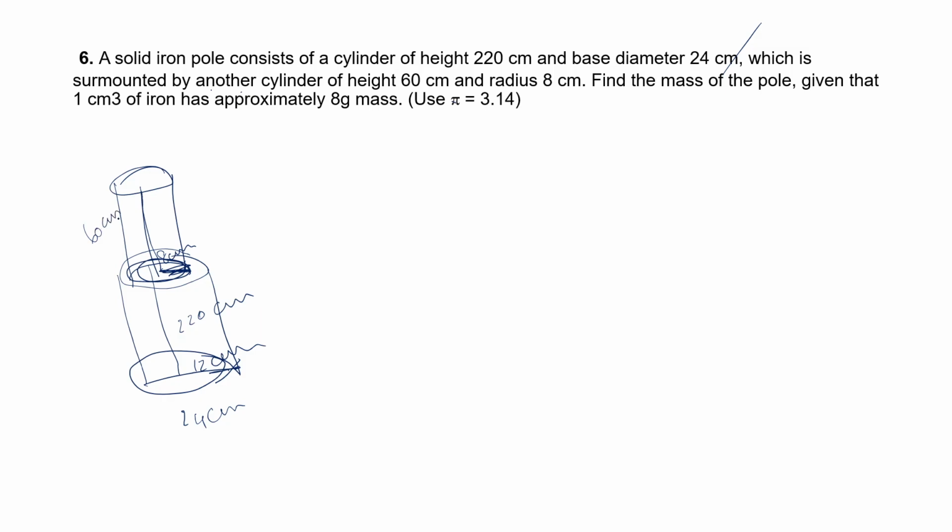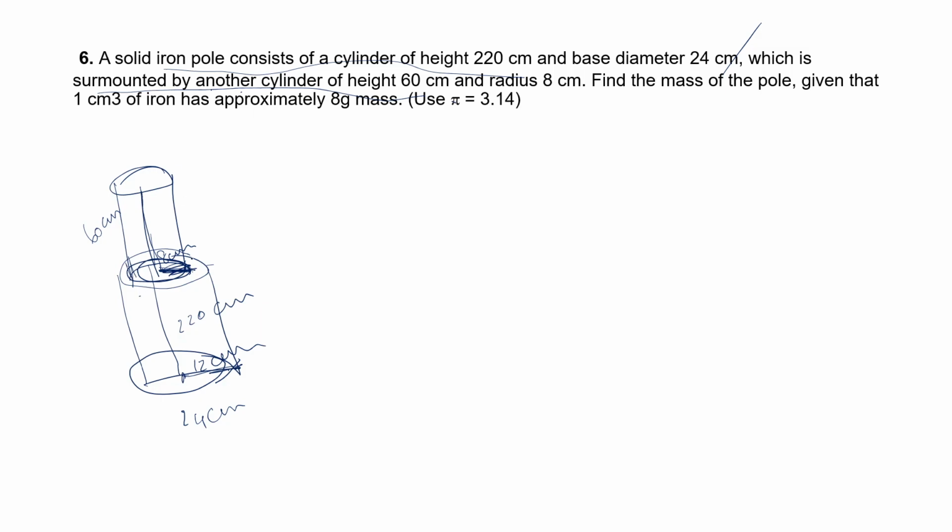Okay, right. So what we have been given: a solid iron pole consists of a cylinder of height 220 centimeter and base diameter 24 centimeter. So we have taken the radius as 12 centimeter. Then, which is surmounted by another cylinder of height 60 centimeter and radius 8 centimeter. Here the radius is given, not the diameter. Please note 8 centimeter itself is the radius. Since 8 centimeter is less than 12 centimeter, the diagram will be like this. It will be inside this.